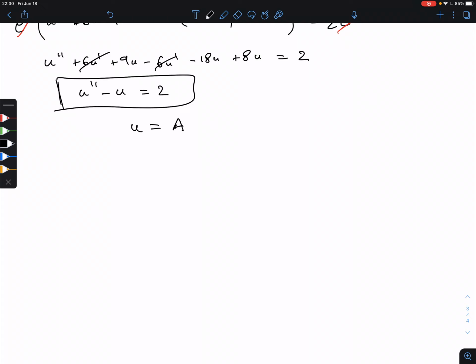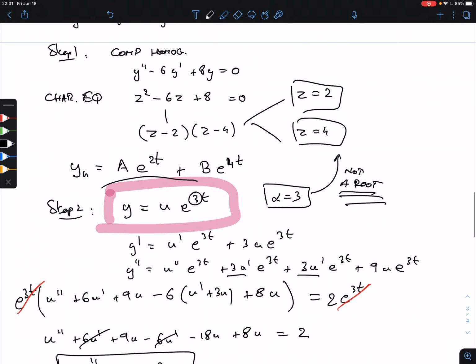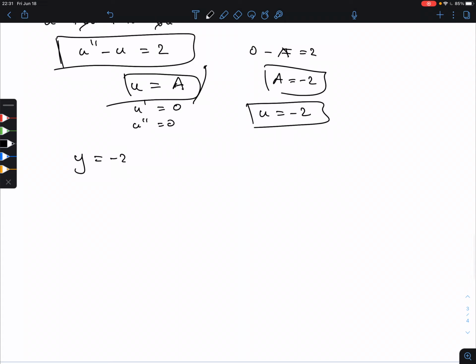And so what we now have to find is what is a? Well, u prime is then 0 and u double prime is 0. Seems kind of weird, right? But okay. So what do I get if I plug in? 0 minus a is 2. Oh, okay, so a is negative 2. So we see that the solution here for u is negative 2. Right? Here, this is u. So what is y then? Well, remember, we get y here, right? So y is minus 2e^(3t).